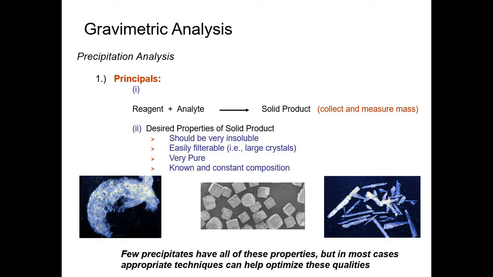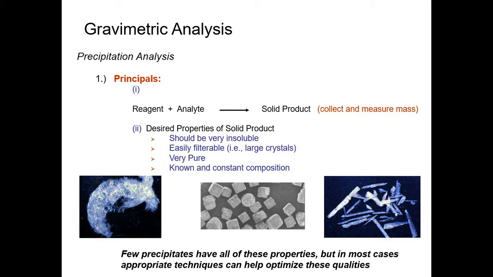So another type of gravimetric analysis is called the precipitation analysis. This is the more common gravimetric analysis that we have encountered. The principle of this one is, from your analyte, you allow that to react with a reagent to form a solid product. And then that solid product, you can collect the solid product and you measure the mass. So that's the principle of precipitation analysis.